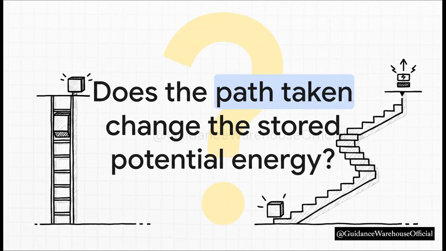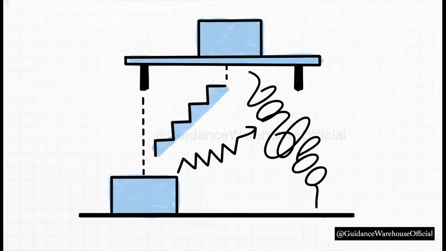Now you might be wondering, and this is a classic student question, what if I don't lift an object straight up? What if I carry that box up a slanted ladder or drag it up a long, winding spiral staircase to reach the exact same floor? Does taking a different path change the amount of potential energy I've just stored up? Wait, pay attention here because this is an absolutely crucial concept. The answer is no, not at all.